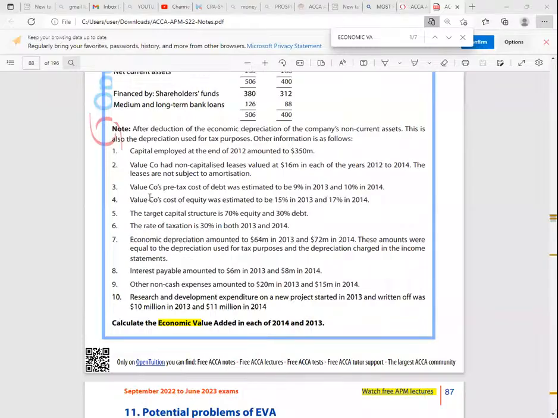Number 3, value company's pre-tax cost of debt was estimated at this. This will help me to calculate WACC. The same case with note number 4 and note number 5. Number 6, I've seen where I'm using it. Number 7, economic depreciation amounted to 64 in 2013 and 72 in 2014. These amounts were equal to the depreciation used for tax purposes and the depreciation charged in the income statement.